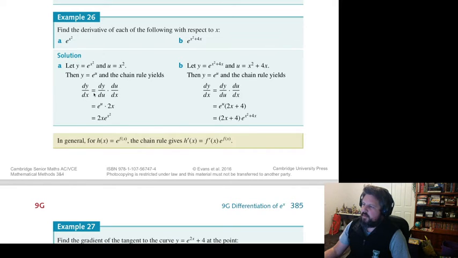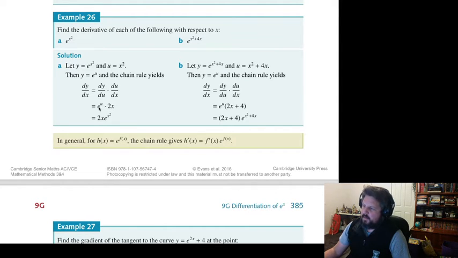Applying the chain rule, dy/dx is equal to dy/du multiplied by du/dx. Perfect. dy/du, we've made a note of. du/dx, we can differentiate that. 2 comes down the front, x take away 1 from the power.